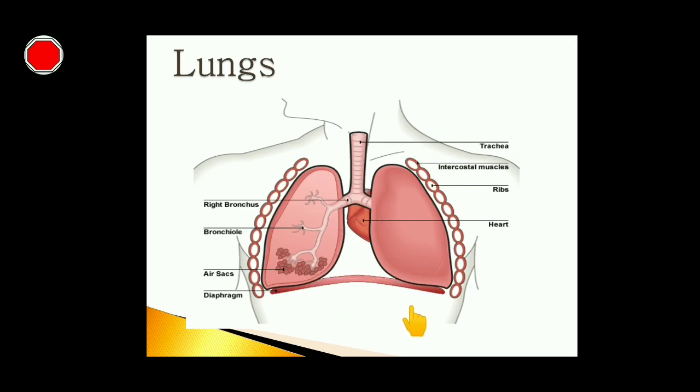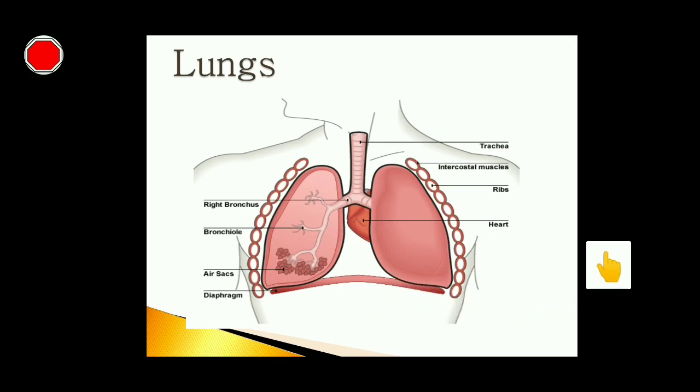Okay, so just remember that the lungs remain encased in the rib cage, which remains connected to the walls of lungs through intercostal muscles, and at the lower part, it remains covered by the diaphragm.